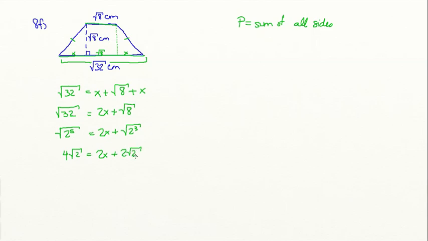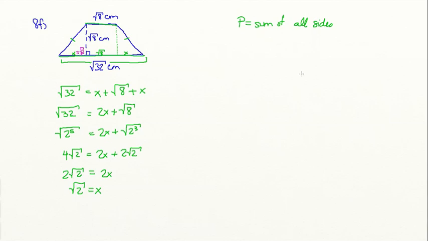I have like radicals. That's nice. I'm going to subtract 2 root 2 from both sides. Divide 2 by both sides. And now I know the side of that little triangle, the bottom. So this here is root 2.